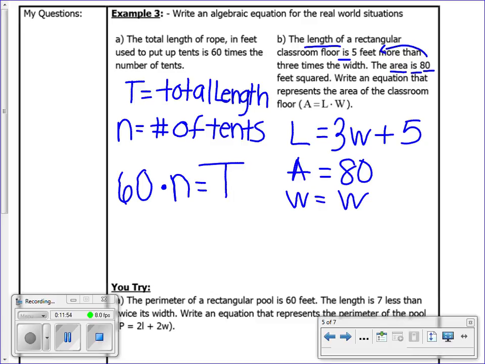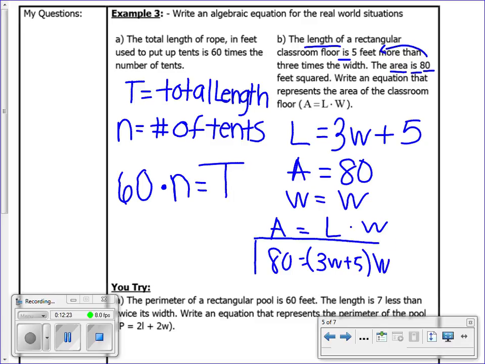And now that we have this, we have our A labeled, we have our L labeled, and we have our W. So we insert this into the formula A equals length times width. So instead of the L, I'm going to substitute in 3W plus 5, and I'm going to put that in parentheses because it's the whole quantity. And then for the W, I'm inserting in a W. And for the A, I inserted in the 80. So now we have our formula for area here.